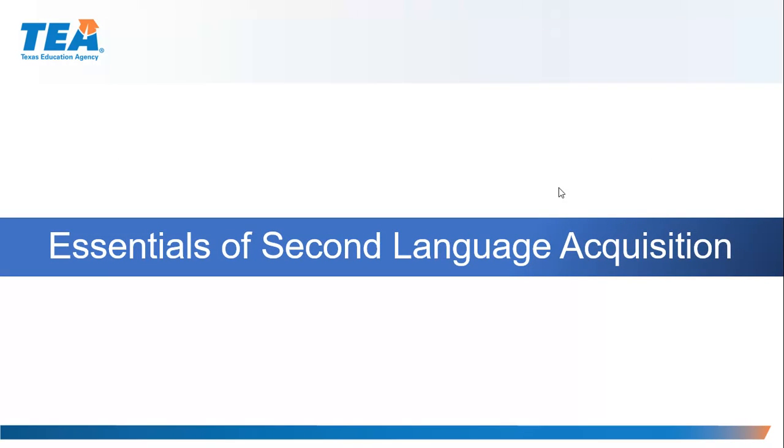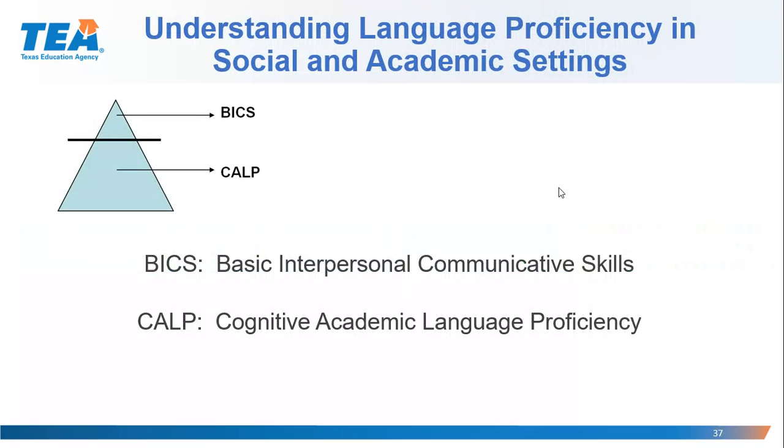Essentials of second language acquisition. Jim Cummins introduced the iceberg model to show two types of language proficiency: social, the visible portion above the water surface, and academic, the submerged portion. Both types of language proficiency are important to academic success. Students must be able to understand and use the English for everyday social and routine classroom interactions, as well as the English they need for accessing and negotiating learning, processing cognitively demanding information, and building conceptual understanding.